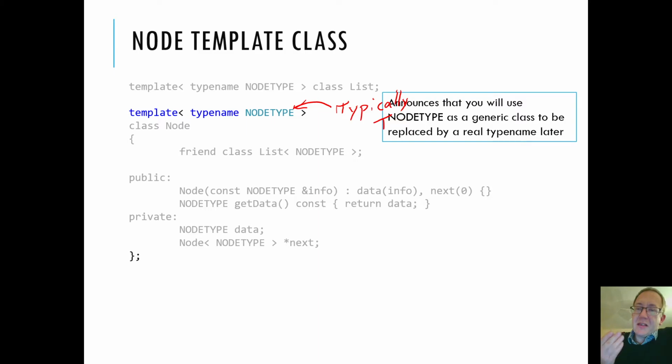So this announces you will use node type as this generic class, and it's going to be replaced later. It's an IOU, one generic class, something that will fit into this.